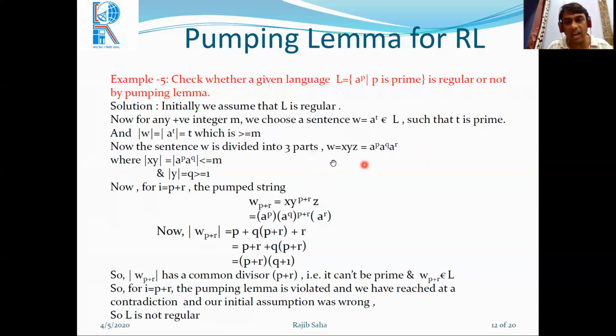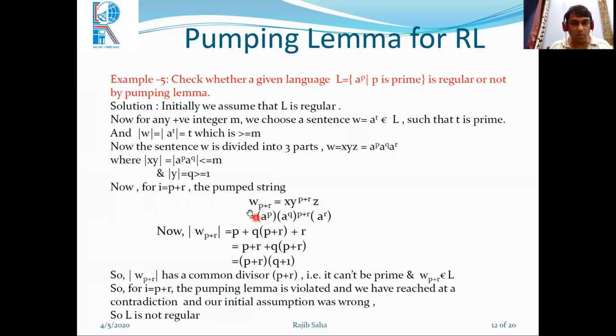Now here we divide the string into three parts x, y, z: a to the power p, a to the power q, and a to the power r. These three are basically our x, y, and z. The same thing: mod of xy, a to the power p plus q, is less than or equal to m, and mod of y, that is q, is greater than or equal to 1. Now take i equal to p plus r. Why am I considering this kind of value for i? We'll see it later.